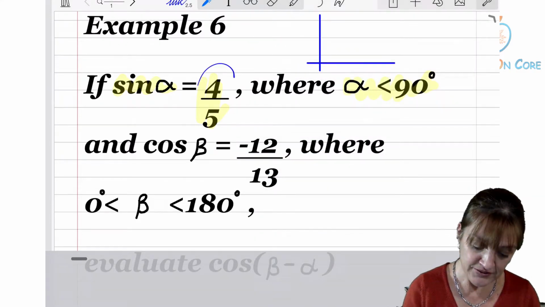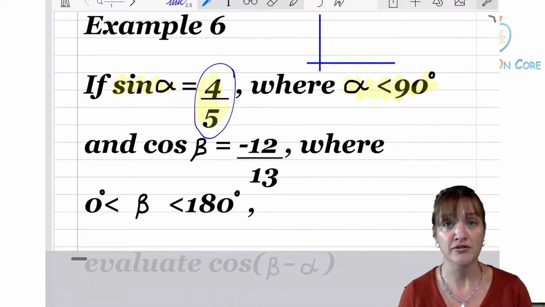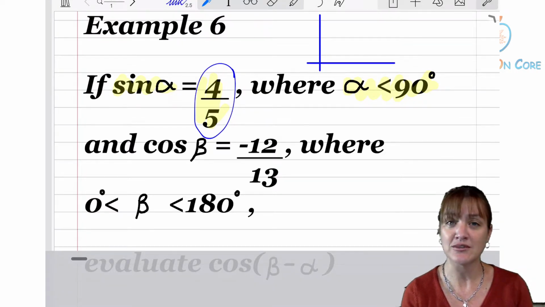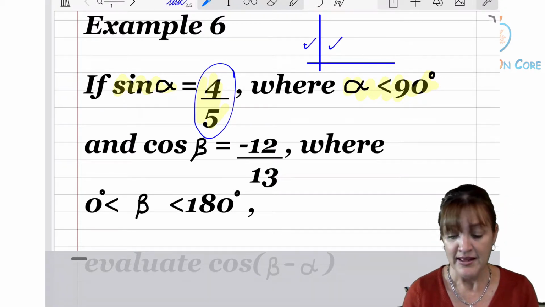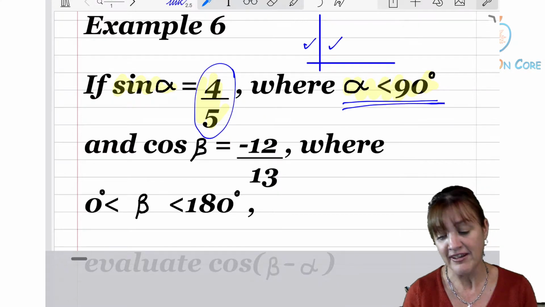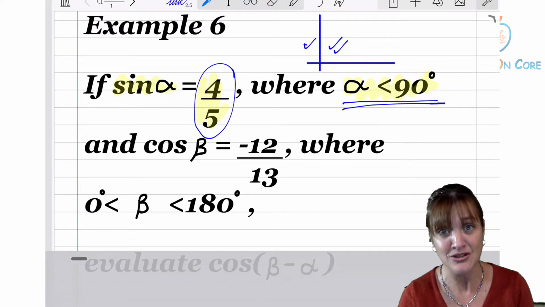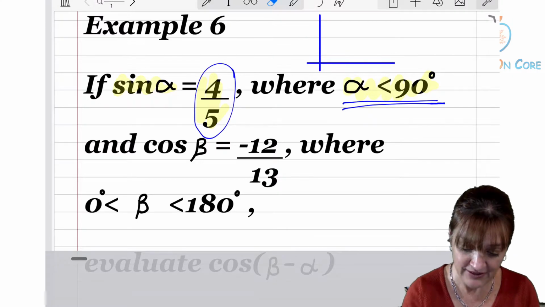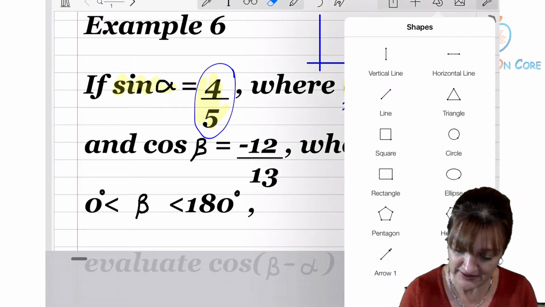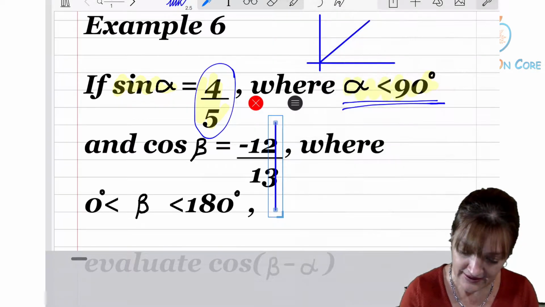Now, first of all, sine, do you agree, is a positive ratio? Sine alpha is equal to 4/5. Now, on your Cartesian plane, which two quadrants was sine positive in? It was positive in your first and your second quadrant, okay? But we're being told here that alpha is less than 90 degrees. So if it's less than 90 degrees, it means it actually has to be in quadrant 1. So the diagram that applies to this first angle of alpha is definitely going to be in your quadrant 1. So we're going to draw ourselves a little diagram into quadrant 1.